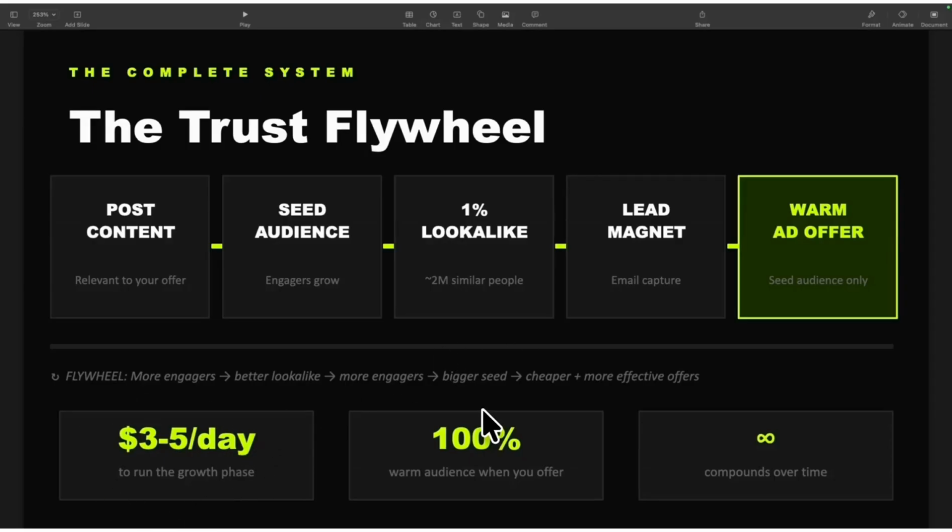And then when you make your offer, 100% of the people that see your offer will be your seed audience. These are people that are already engaged with you. And then this compounds over time. Your seed audience gets bigger, the lookalike audience quality gets greater, and then you can make more and more offers to people that are already familiar with you rather than trying to sell to strangers. That's the play.